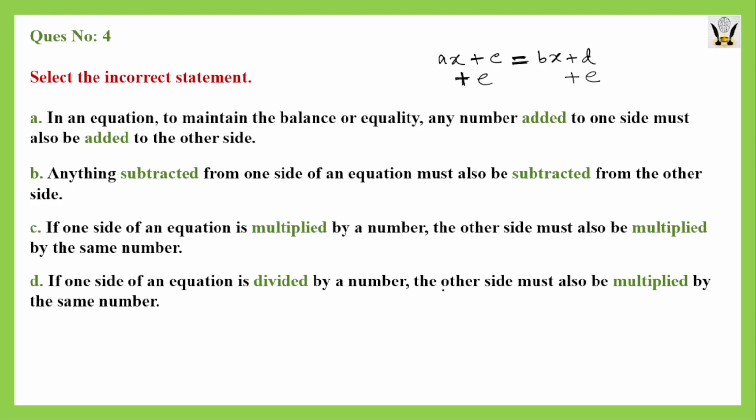But here in the fourth statement, what is given is that one side is getting divided and the other side is getting multiplied by the same number. So that is incorrect. That means here the incorrect statement is D, the fourth option.